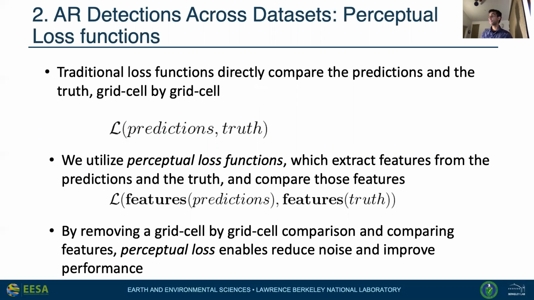Now, a traditional loss function evaluates a neural network by comparing its predictions to the truth from the 14 existing detection algorithms. This comparison is done grid cell by grid cell. A perceptual loss function does the same comparison, but it operates on the features of the predictions and the features of the truth. As we talked about previously, a feature is a low-dimensional representation of the input. And so by removing the grid cell by grid cell comparison and instead operating on a low-dimensional representation of the input, perceptual loss enables learning and reducing noise and improving performance as a result.